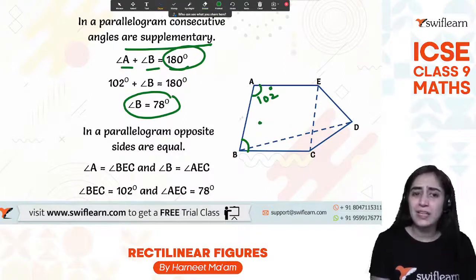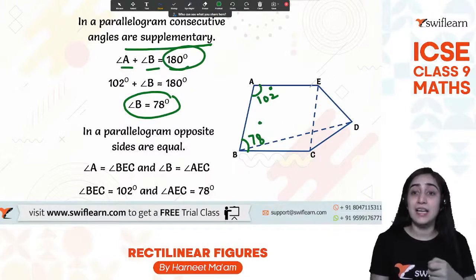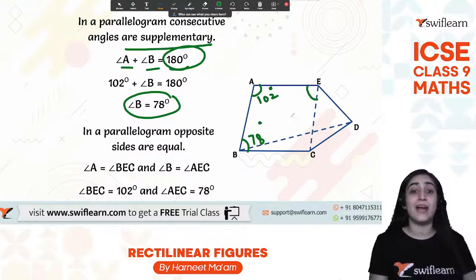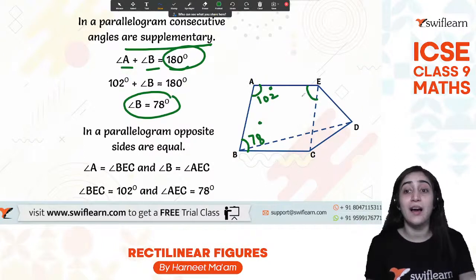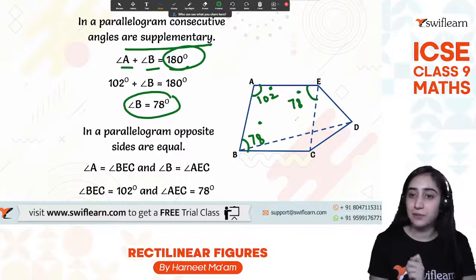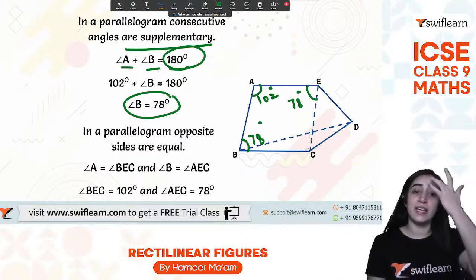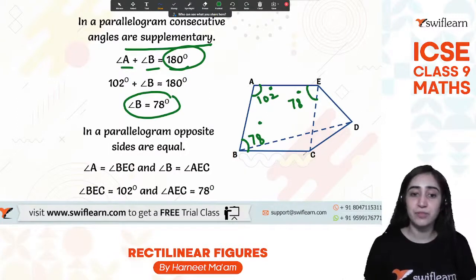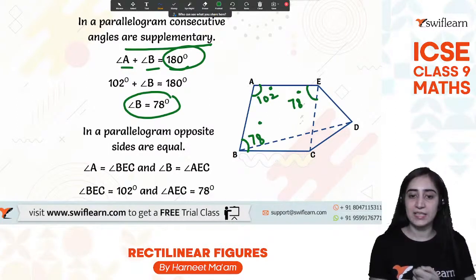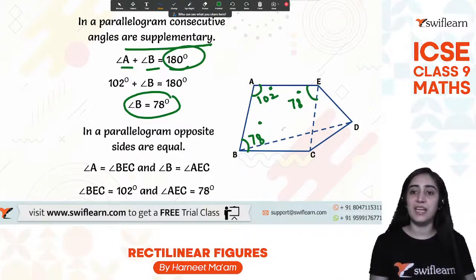Why am I doing it? Because now you know that this becomes 78 and this angle is an opposite angle. And in a parallelogram, what happens? The opposite angles are equal. You know this? So this also becomes 78 degrees. And what is BEC? That becomes AEC, sorry. So that should be AEC, that is 78 degrees.